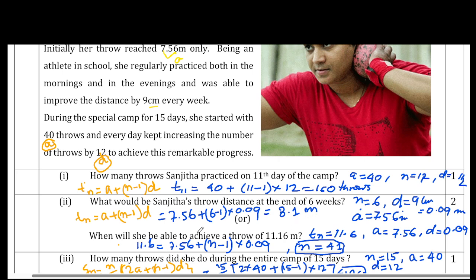When will she be able to achieve 11.16? That is, 11.16 is after how many weeks? Okay, let's see. n is unknown. 11.16 is the nth term. 7.56 plus n minus 1 into common difference 0.09. So n will be 41. So she will achieve it in the 41st week.